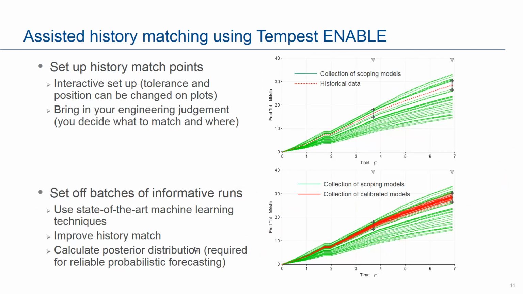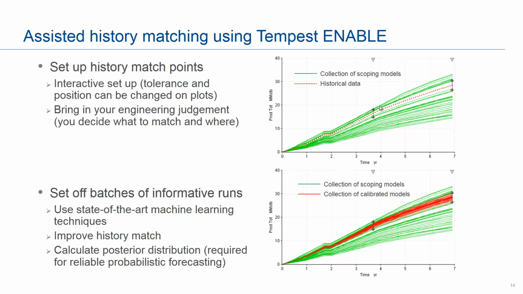Once you have validated your model, you would set up the history match points. This can be done interactively on a 2D plot. You double click, and Tempest Enable will add an estimator point, and you can also interactively change the ranges and the position of these estimator points. In this case, I have set up 2 estimator points on my cumulative oil production. That's how I tell Tempest Enable where I would like it to focus matching and what is important for me. That's how you really bring in your engineering judgment, right?